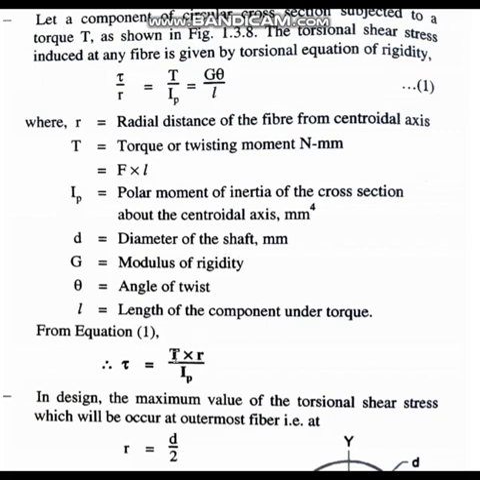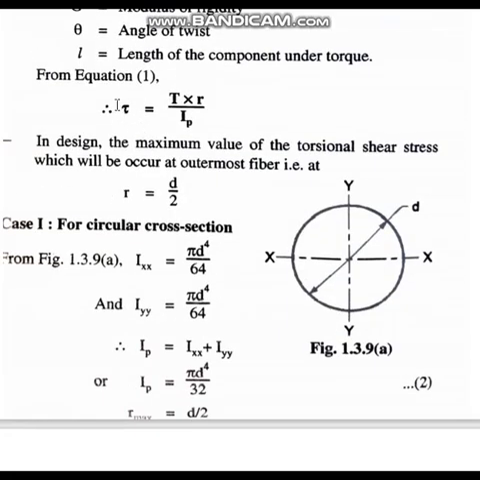Okay, now from this equation we can deduce, taking the first terms alone, as at present we don't need the third term: tau is equal to torque into radius upon polar moment of inertia. In machine design, the maximum value of the torsional shear stress occurs at the outermost fiber. At the innermost fiber, stress is 0. As you move towards the outer fiber, it will be maximum. So at the outermost fiber, r is d by 2.